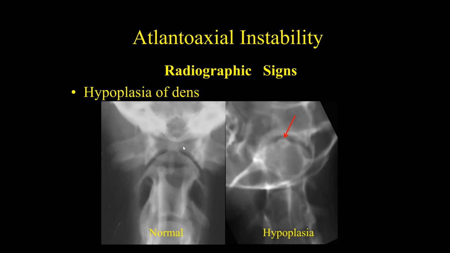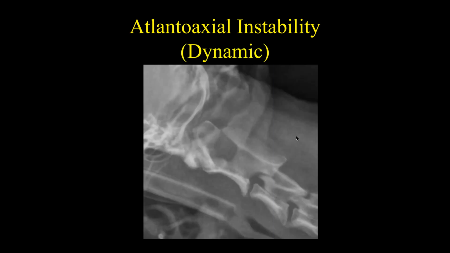Here's another normal dog over here, same thing, but over here, there's a little bit of dens here. So that's not aplasia, that's hypoplasia of the dens. Either way, it's not normal. And when it's not normal, whether the dens doesn't form right, the dens fractures off, or the ligaments don't form right, or they rupture, then you have an unstable joint, which leads to atlantoaxial instability.